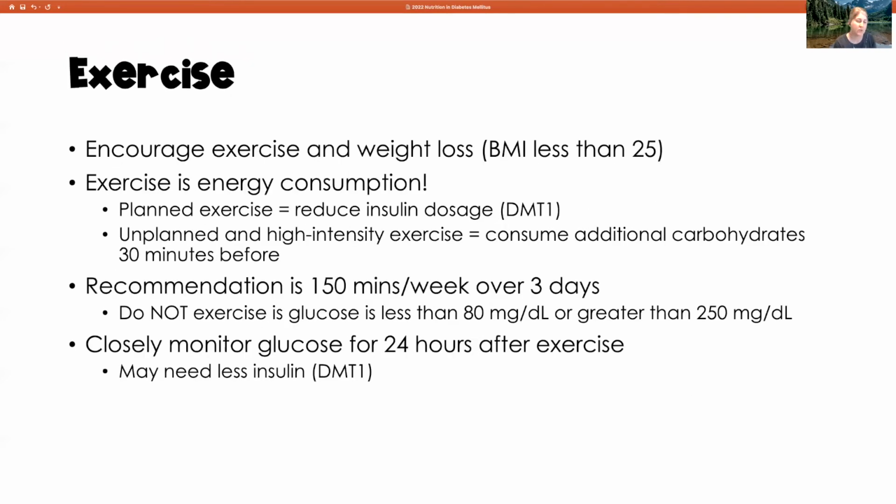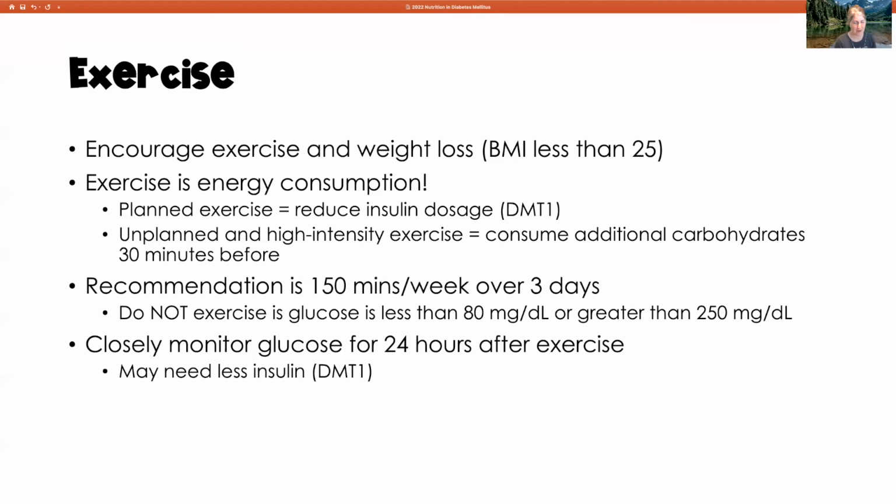As far as exercise, we do want to encourage exercise and weight loss. So we want any client who has diabetes mellitus to have a BMI less than 25. So we want to be in that healthy weight category. Remember, healthy weight is between 18.5 and 24.9. So of course, exercise is very good for our diabetic clients, but it does consume energy. Well, guess what? Glucose is energy.